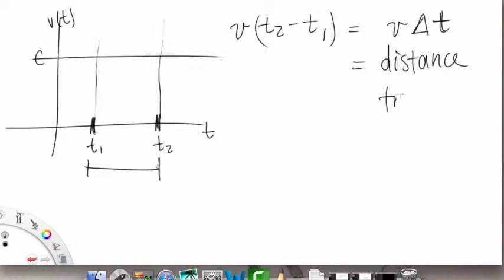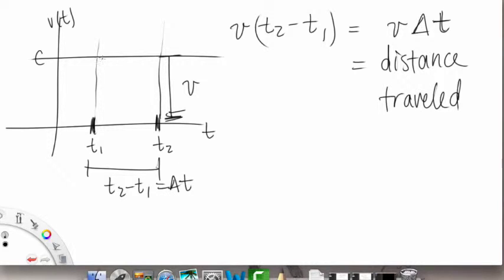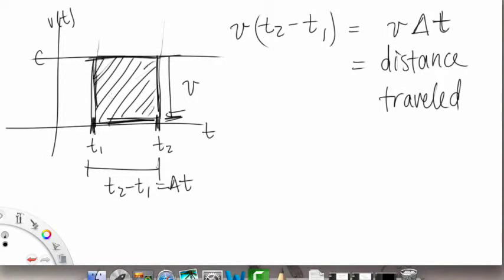So here's our v value, or our c, the constant value of the function v, and this is t2 minus t1, which is the same thing as delta t. So the distance traveled is the area of this rectangle under here. It doesn't necessarily have to be a square, but this rectangle is the area which represents our distance traveled.